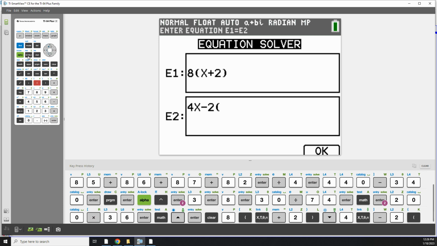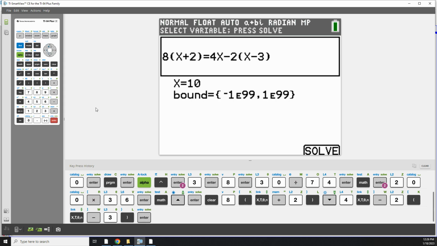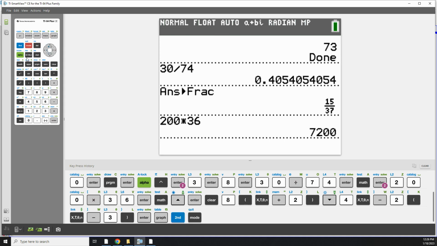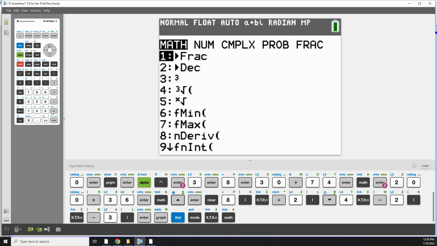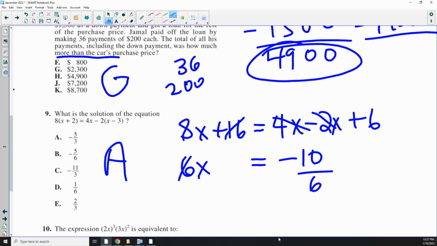open parenthesis x minus 3. Type it in, and all you have to do is hit OK. And then you hit solve, which is your F5 right here, and it gives you the answer. Don't like that answer, go X, because that's now stored as X, MathFrac, and you get -5/3. A lot of people like that because they don't have to lift a finger.